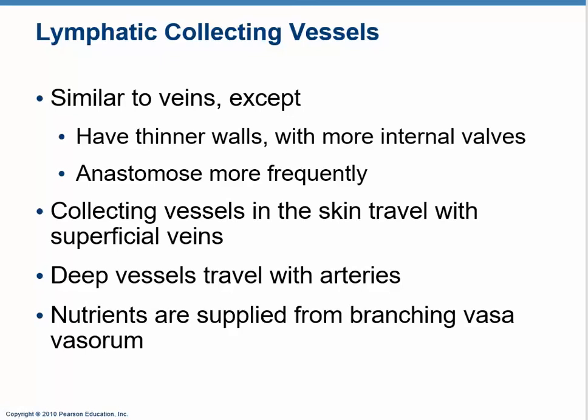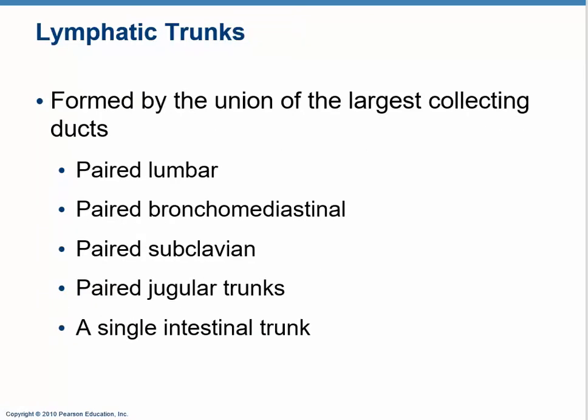nutrients as well. There's more internal valves in them because lymph moves far more slowly. Lymph moves about, it's measured in liters per day, where veins are measured in liters per minute. So we need more valves to keep them moving. So all of these collecting vessels come together, and they form these things called lymphatic trunks.